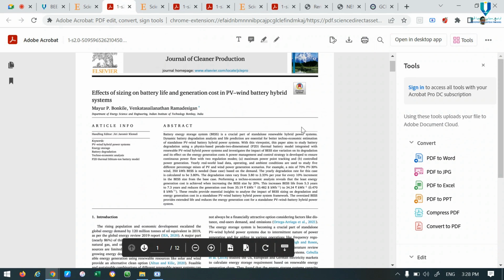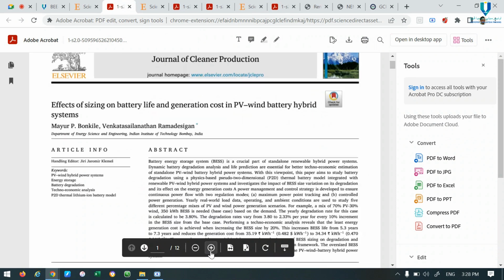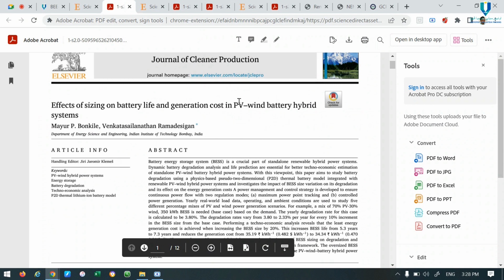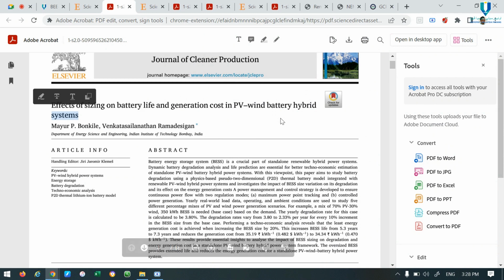Okay, here is "The effects on battery life and cost in PV wind battery hybrid system." The keyword here is hybrid system. Even if you look at the title, we already know the meaning of hybrid system. Hybrid system means they are going to have more than one energy system, more than one energy system.